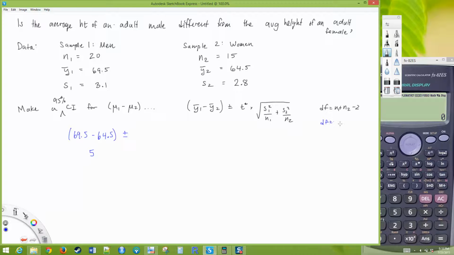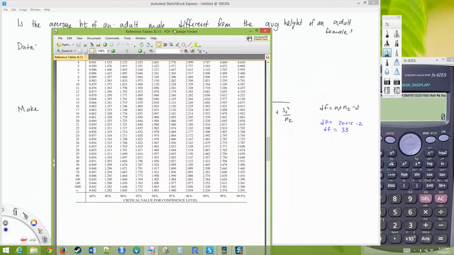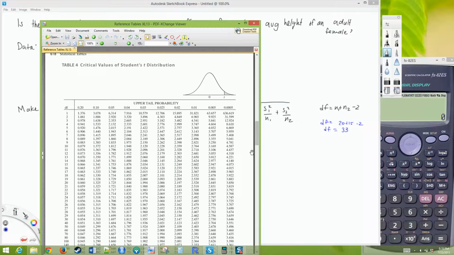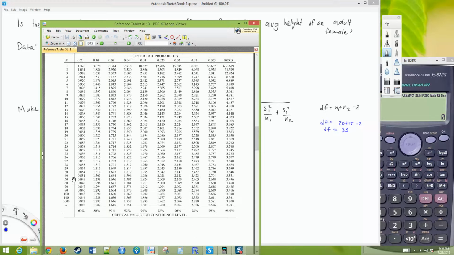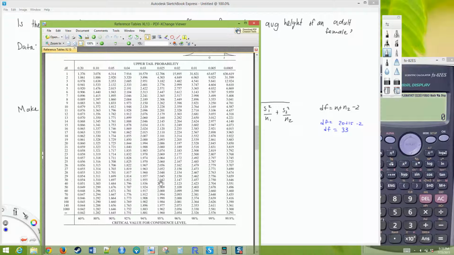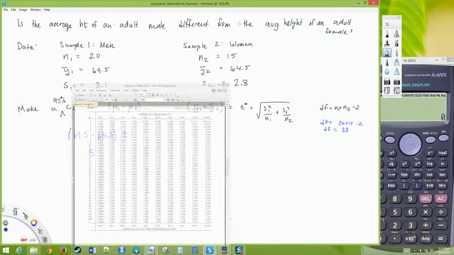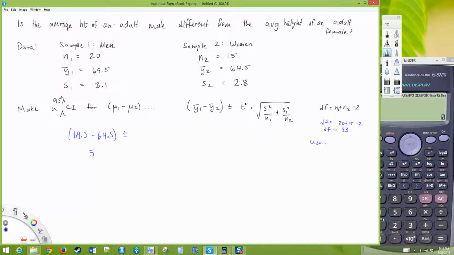So we're going to have 20 plus 15 minus 2, which gives me 33 degrees of freedom. So we go to our t-table and we look for 33 degrees of freedom, and we see we don't have 33, but we do have 30 or 40. So we always round down, so we're going to go to 30 degrees of freedom, 95% confidence, so the number I use is 2.042. Okay, so we use t star equal to 2.042.